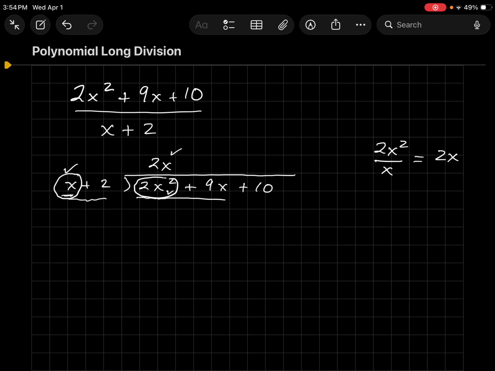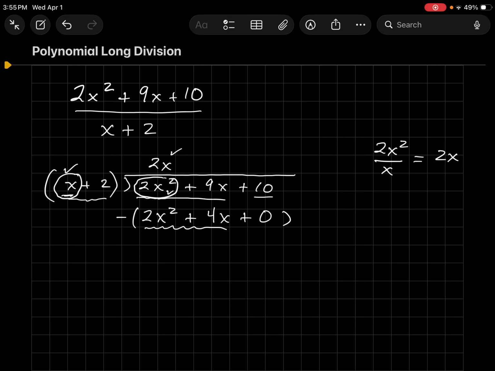So to get this first thing, I only look at the highest powers. But once I get that, I need to multiply that 2x by everything over here, by both the x and the plus 2. So I can go back and do 2x times x, which is 2x squared, and then 2x times plus 2, which is plus 4x. And if you recall from long division just with numbers, we would now need to subtract that. And we're going to subtract this term from the term right above it. Since there is a constant term of 10 up here, I'll put a constant term of 0 down there and subtract.